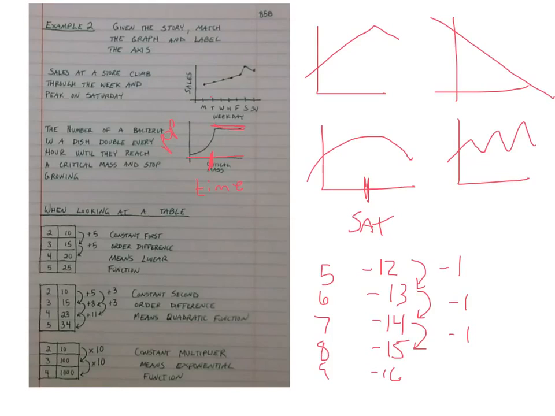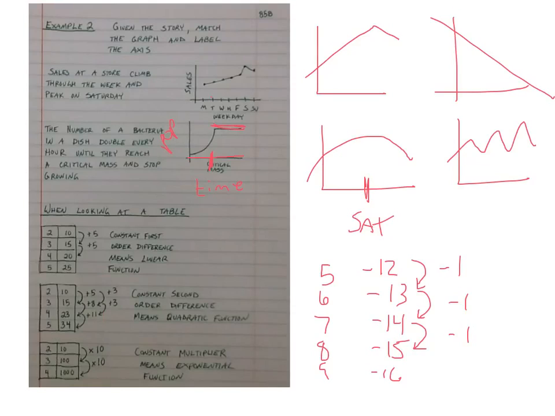A constant second order difference is a quadratic function. So when we look at the first order difference, we're plus 5, plus 8, plus 11. That's not constant. So then we look at the difference between 5 and 8, and we get 3. The difference between 8 and 11 is 3. So that second order difference is constant. And that tells us it's a quadratic function.